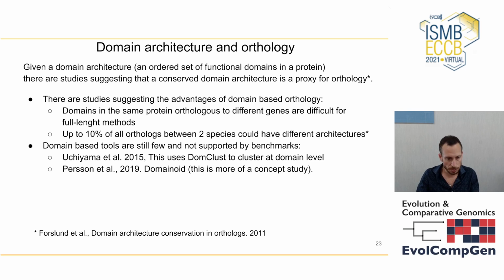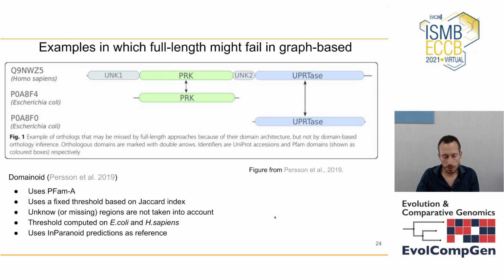One of these is Domainoid, which was created by the same authors of InParanoid, and I'm borrowing one figure from their paper to show you what can happen with full-length approaches and how orthologs can be missed. For example, this is a Homo sapiens protein with 2 functional domains. The unknown parts are just inter-regions with no PFAM hits. They are using PFAM. And in Escherichia coli, this protein is split into 2 functional domains.